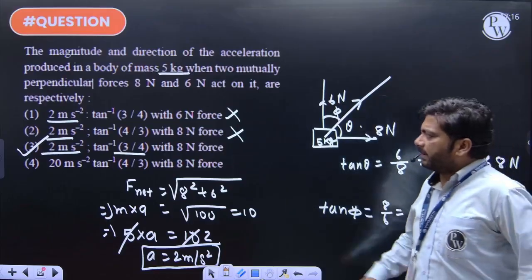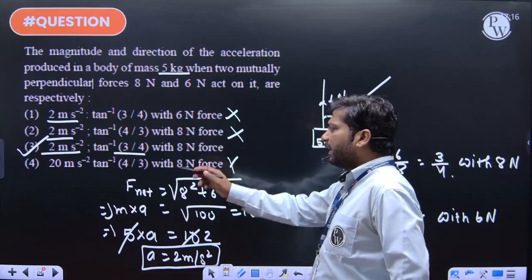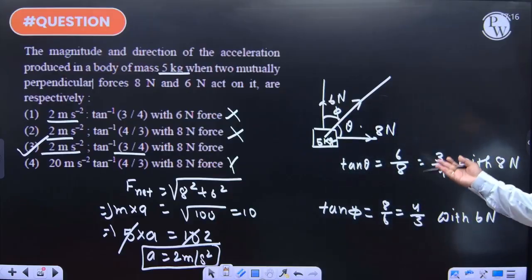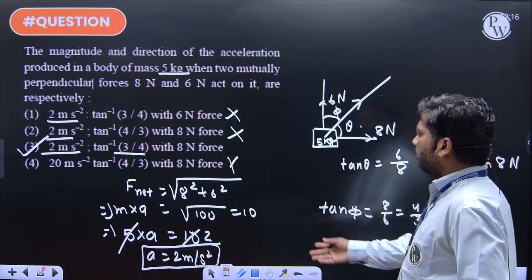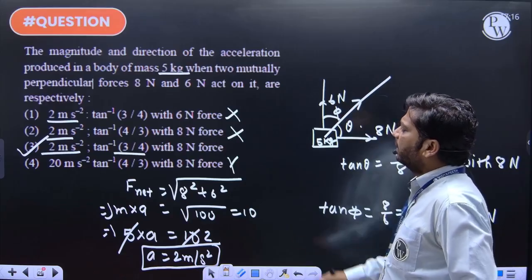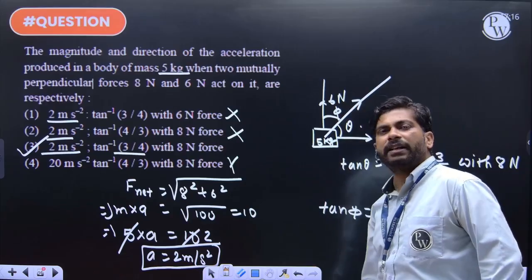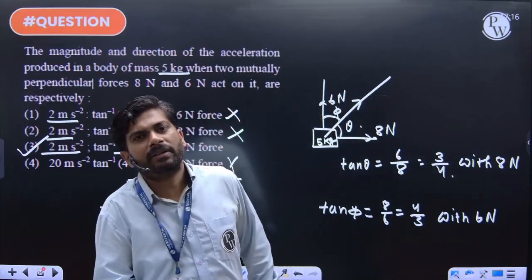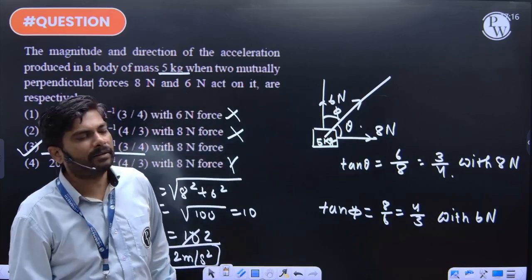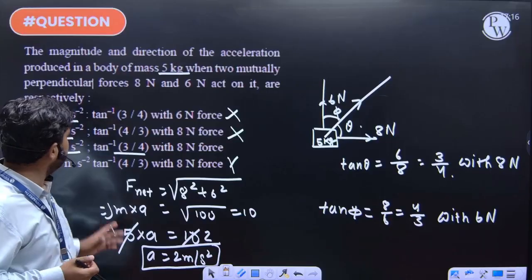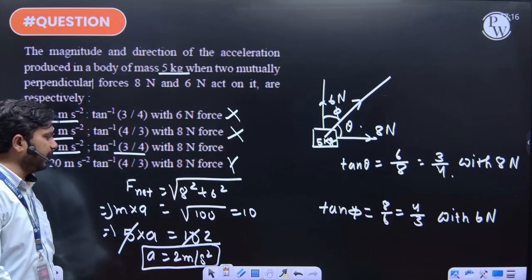This option is straightforwardly wrong because it cannot produce an acceleration of 20 meter per second square, because none of the forces is enough. For 20 meter per second square, the net force required is 20 into 5, which is 100 Newton. This 8 Newton and 6 Newton force, the maximum force it can exert is 40 Newton, right? So this option 4 you can just logically cancel.